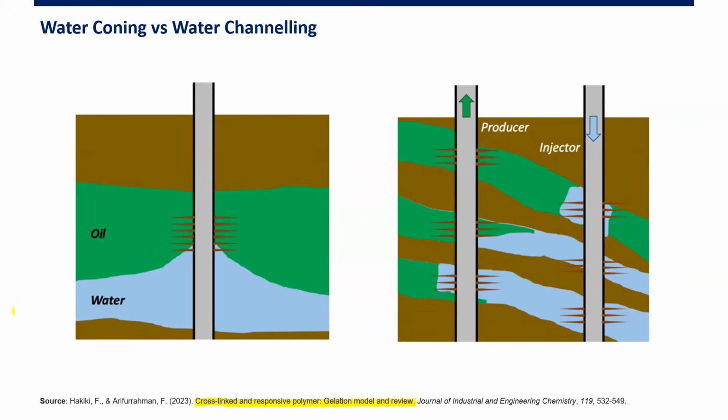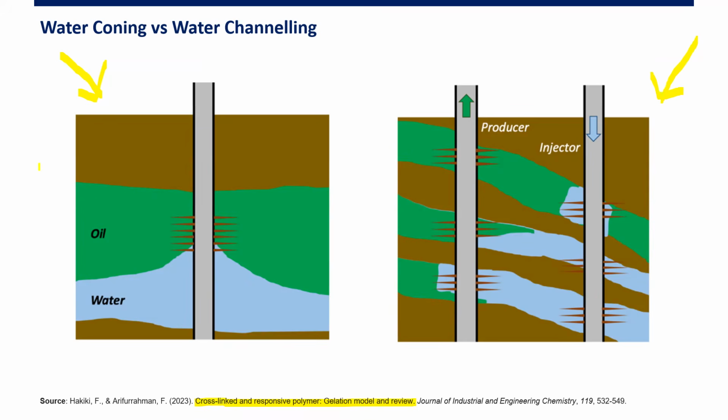Again, these are the two infamous water encroachment mechanisms towards our producers. They are the two major water problems for our production wells. I'm sure you are quite familiar with these two problems. On the left, of course, we have the water coning problem, and on the right, we have a water channeling issue. So let's start with water coning.